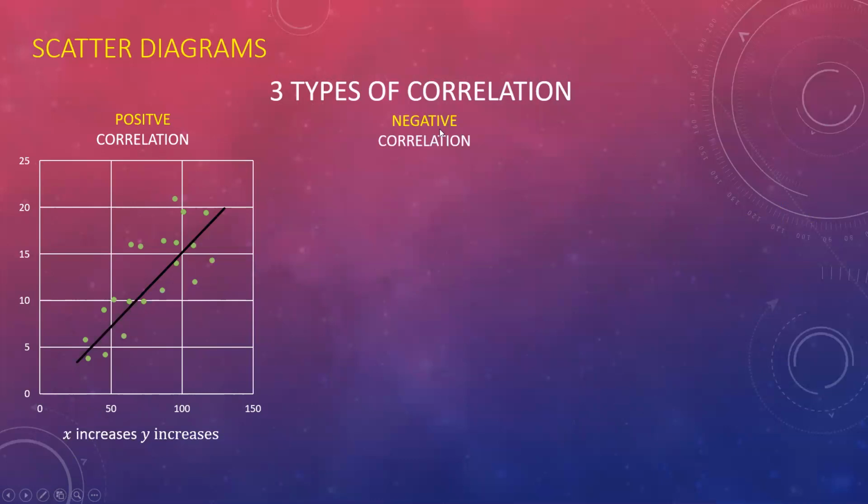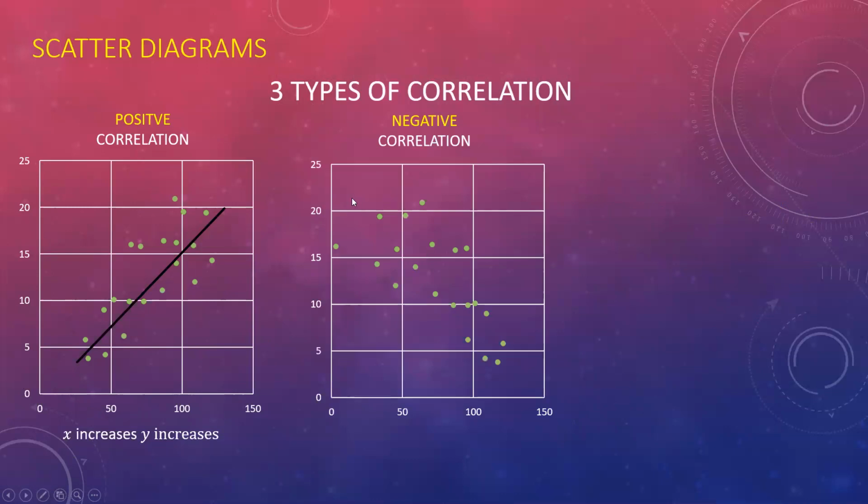There is another type called negative correlation. You can see the trend is going down like that. So when X increases but Y decreases, one goes up, one goes down. That's why we call it negative correlation.